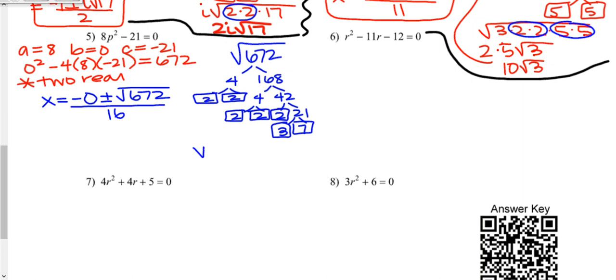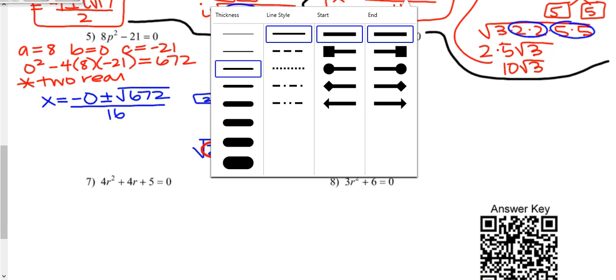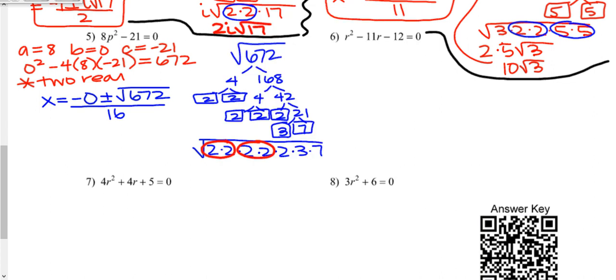Now, rewriting this, the square root of 672, 2 times 2 times 2 times 2 times 2 times 3 times 7. I'm going to circle pairs. I have 2 pairs of 2's. So I'm going to pull out a 2 and another 2. So I'm essentially pulling out 2 times 2. And then I'm leaving in here everything else, 2 times 3 times 7. So this is actually 4 root 42.